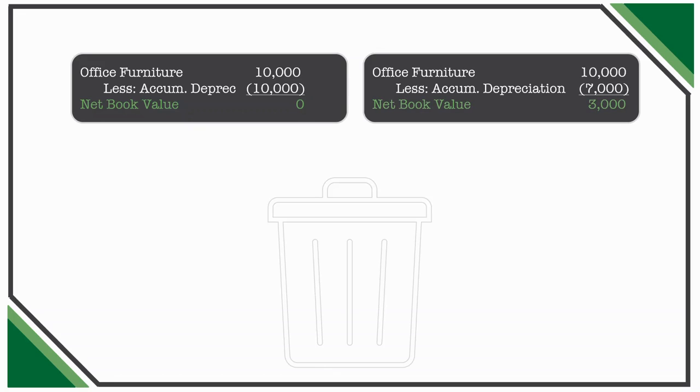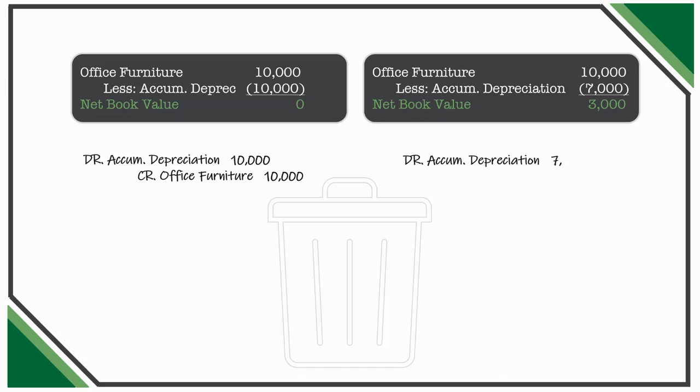When the asset is fully depreciated, valued at zero, and thrown away, you simply remove the accumulated depreciation from the books with a debit, because accumulated depreciation is a contra asset, and credit office furniture. However, if the asset, like in scenario 2, has value, just the removal of those two accounts will not result in a balanced entry.